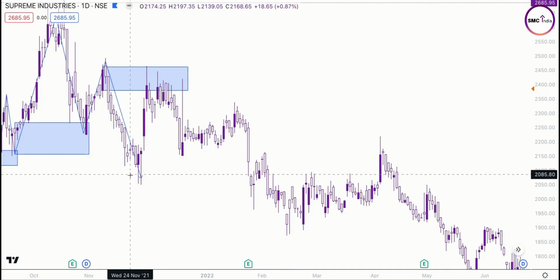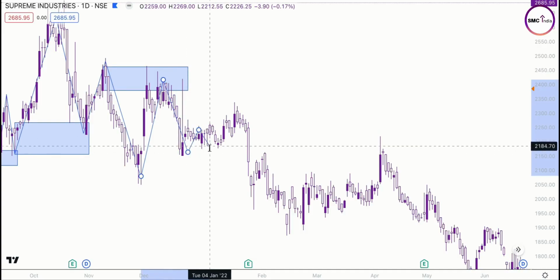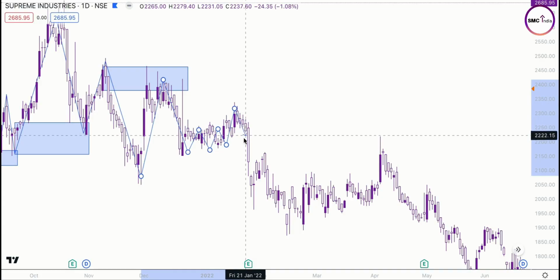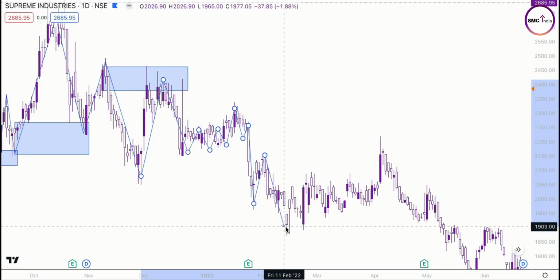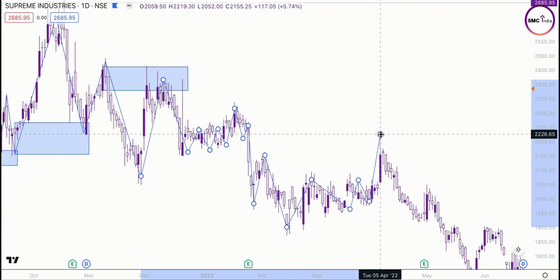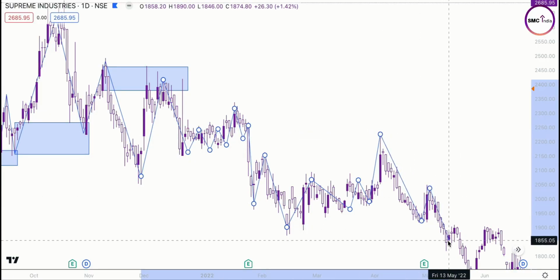So the market goes back to the supply zone. Again there is a sell in the market. The market consolidates a bit, grabs the liquidity, then shoots down, creates more liquidity here, then shoots up to this supply zone here, and again shoots down like this.